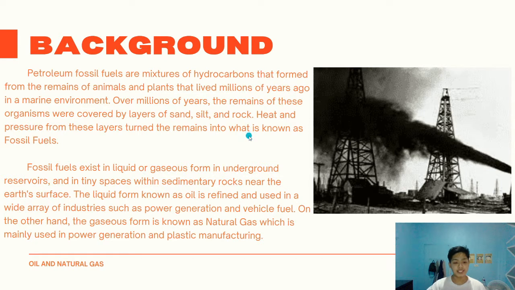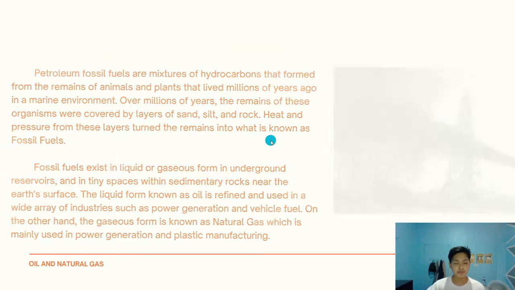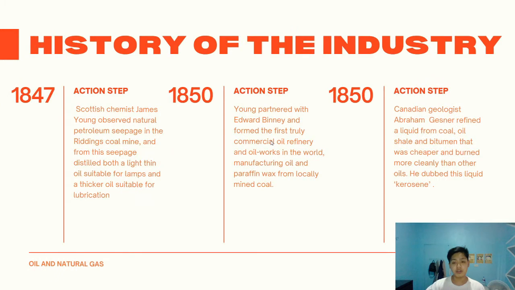Fossil fuels exist in liquid or gaseous form in underground reservoirs and in tiny spaces within sedimentary rocks near the Earth's surface. The liquid form, known as oil, is refined and used in a wide array of industries, such as power generation and vehicle fuel. On the other hand, the gaseous form is known as natural gas, which is mainly used in power generation and plastic manufacturing. Let us now go to the history of the oil and gas industry.